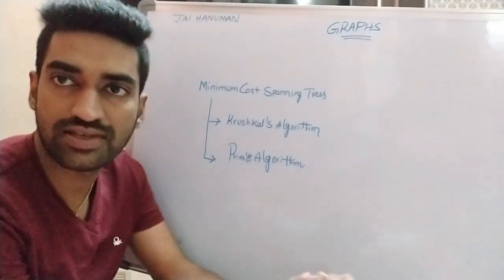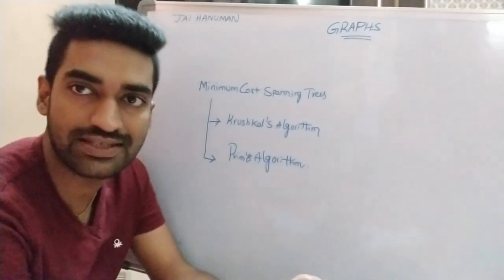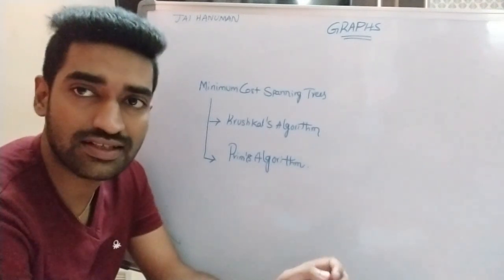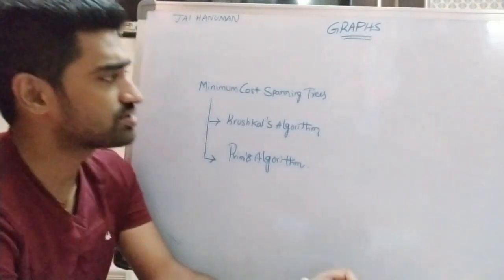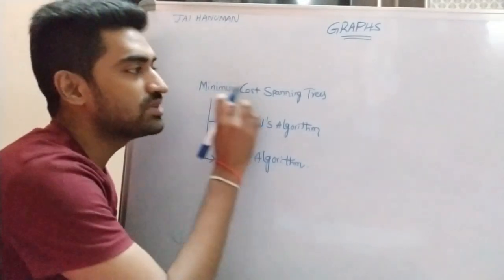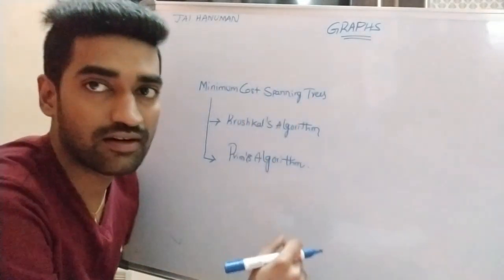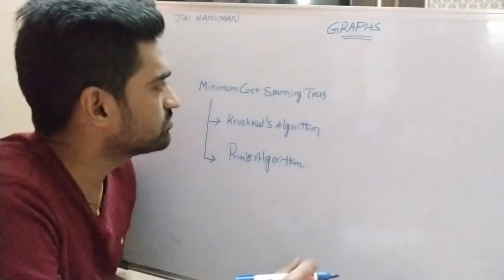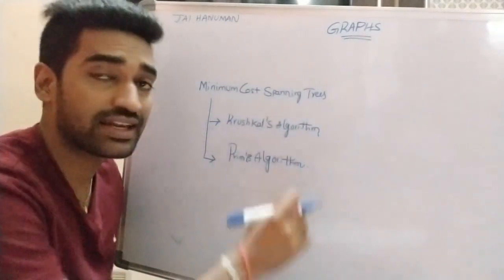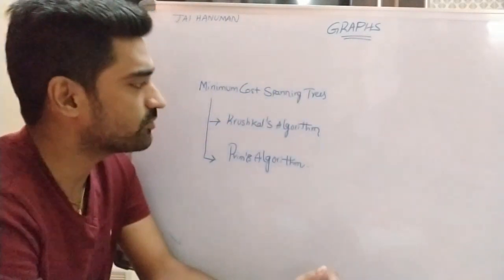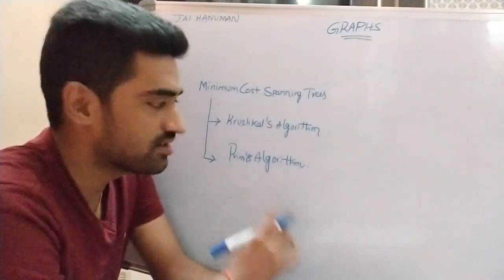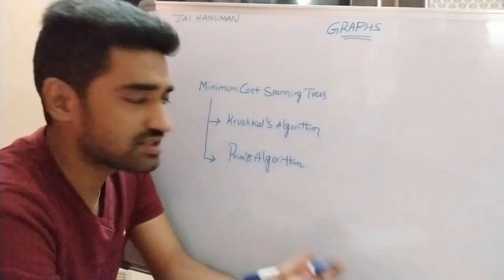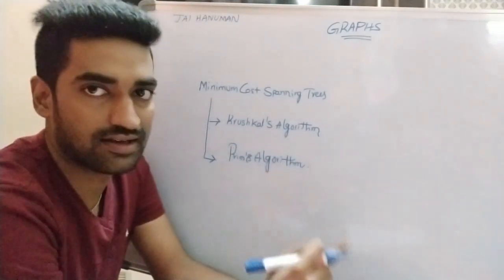Yes, hi friends. In the previous session, we already discussed what a spanning tree is and how to generate spanning trees for a given graph. In this session, we are discussing how to find the minimum cost spanning trees for weighted graphs. To find the minimum cost spanning trees for weighted graphs, generally we use two types of algorithms. One is Kruskal's algorithm and the second one is Prim's algorithm. In this session, we are discussing the algorithms one by one.